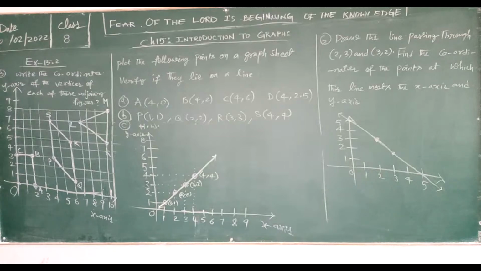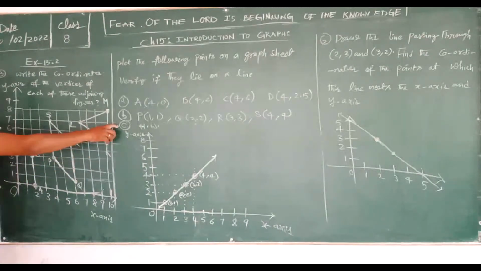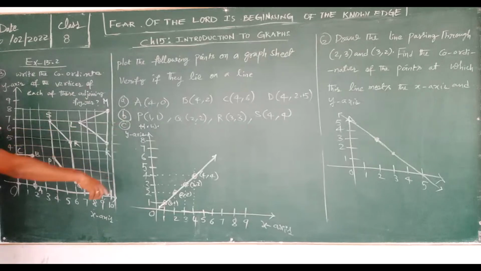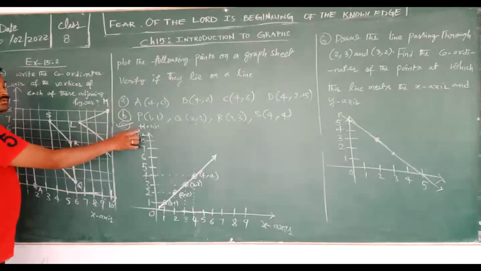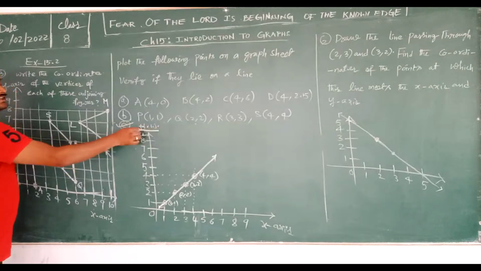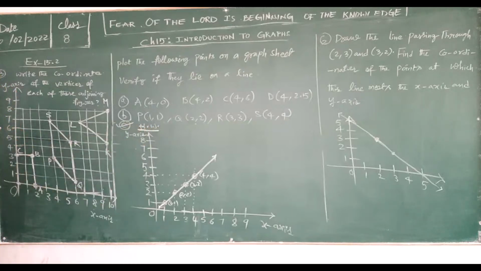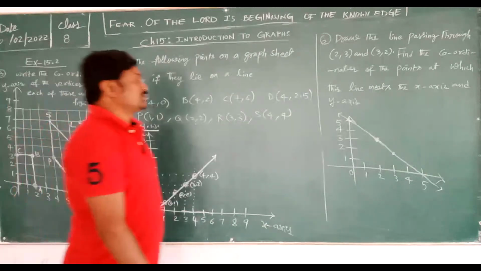Similarly, in question C also, you have to plot the points in the graph and check whether it forms a straight line or not. If it forms a straight line, then you need to say that it lies on a line, otherwise no. So that is about your first question. We have finished our first question. So C you need to do as homework. Here I have written HW, meaning homework. Okay, let's move on to the next one, that is the second question.